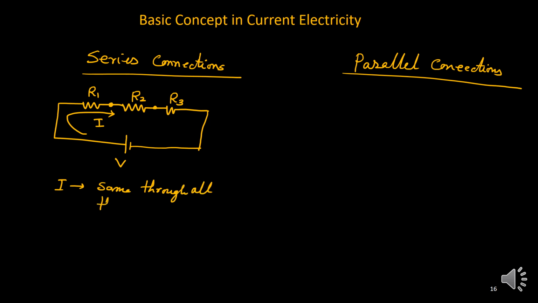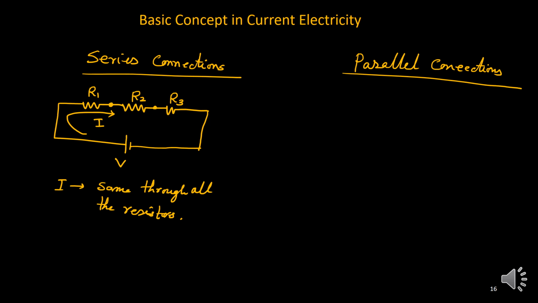Okay, resistors. That is the most important part. So in series connection, resistances are connected one after another and the current through the resistances should be the same, because there is no branching. So the current through R1 is I, R2 is again I, R3 is also I.